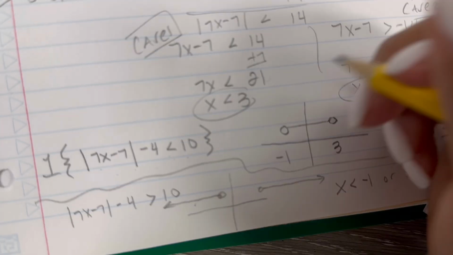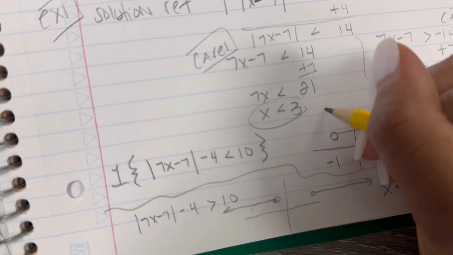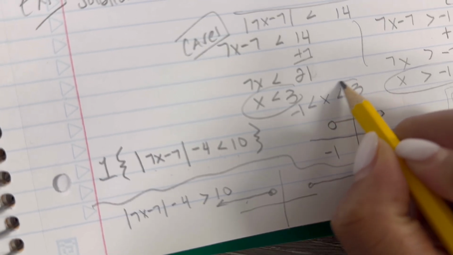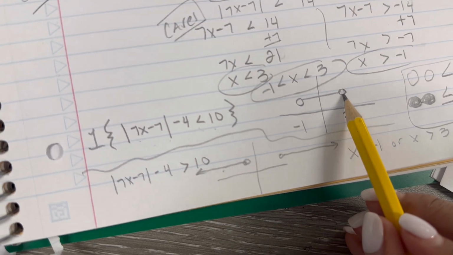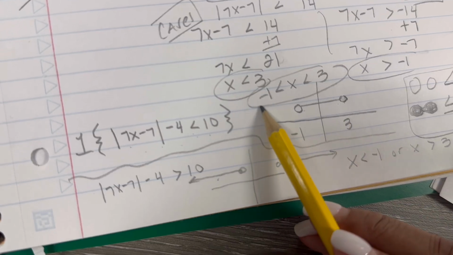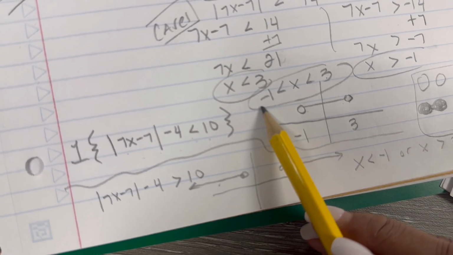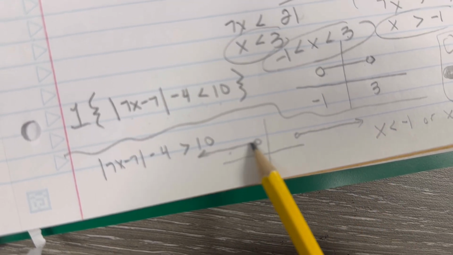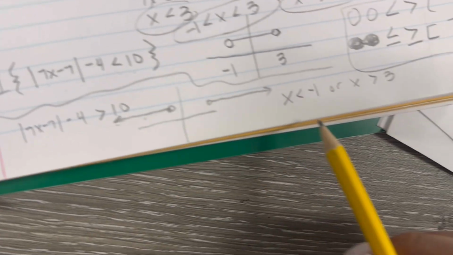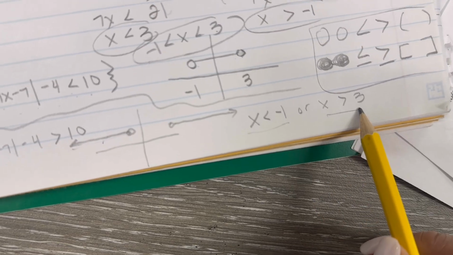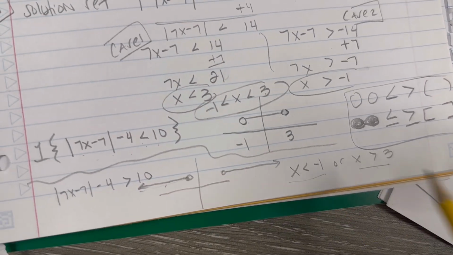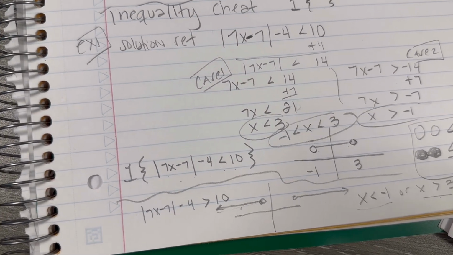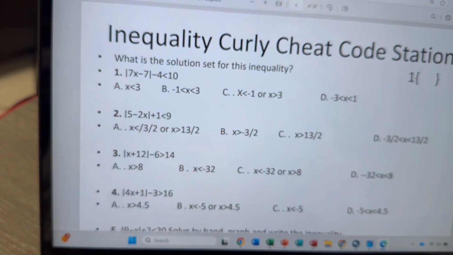Write this one down. This one is x is greater than -1 and less than 3. If it's in between like this, then your answer is in between numbers. If your picture is split, then it's split, right? It works together like that, visually. All right, so that's your inequality cheat.